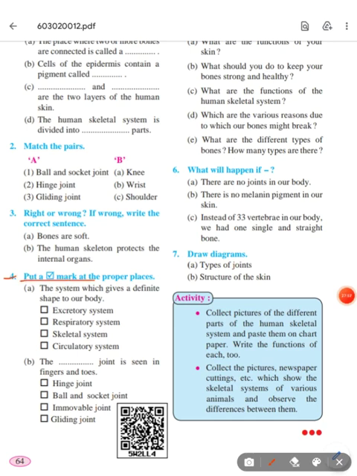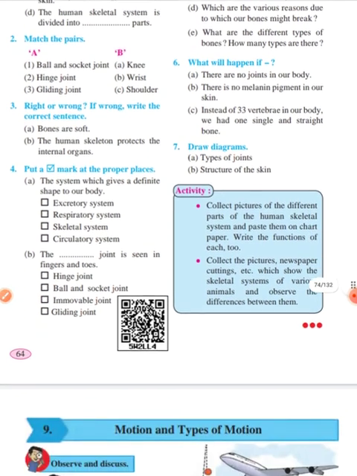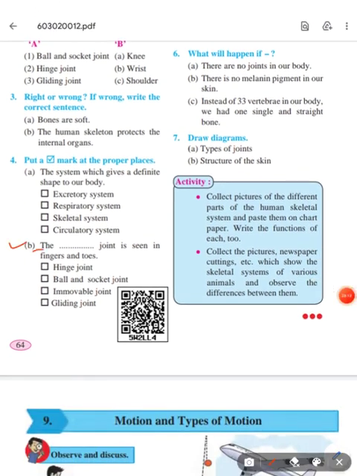Fourth, put a tick mark at the proper places. A. The system which gives a definite shape to our body: excretory system, respiratory system, skeleton system, circulatory system. Which one is the correct answer? B. The joint seen in fingers and toes: hinge joint, ball and socket joint, immovable joint, and gliding joint.